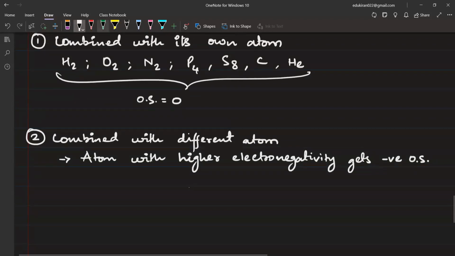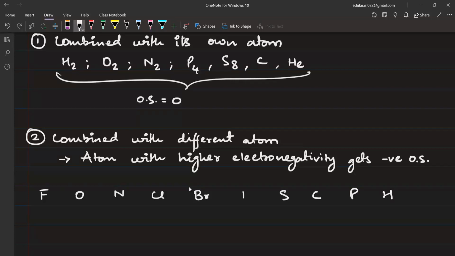Now, before going towards electronegativity, I must remind you about the electronegativity series. It is F-O-N Cl Br I S C P H, the mnemonic 'Phone Kal Bihari Ishq Pyar hai'. So fluorine is maximum, followed by oxygen, nitrogen, chlorine, bromine, iodine, sulfur, carbon, phosphorus and hydrogen. At least remember this series, that these are the most electronegative elements.